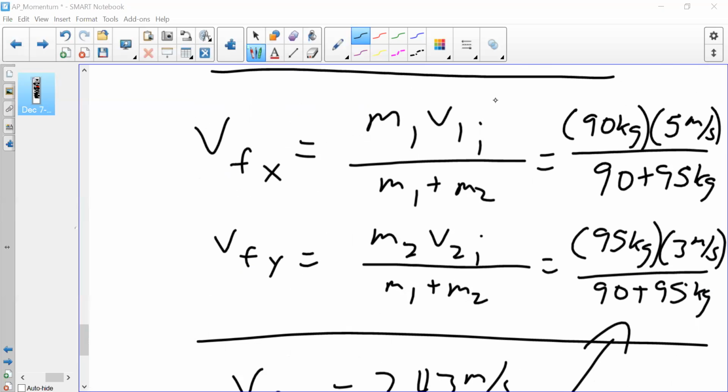Break everything up into X and Y. Maybe right now you can just see the whole picture, like, okay, I don't have to do all that, I can see where it's going. That's great. But in the beginning, if not, break everything into X and Y as needed. We're trying to get the VFX and VFY to get the VF. Good.